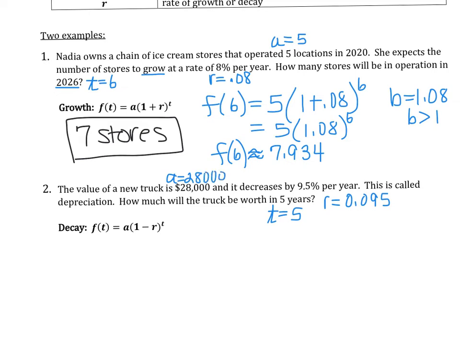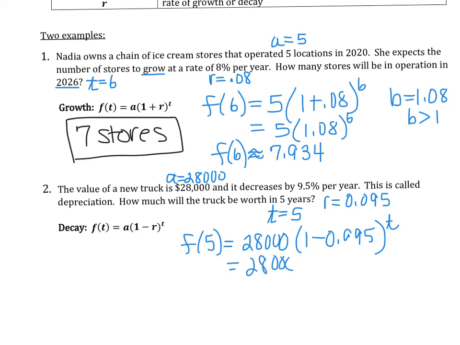And your A value is 28,000. So your initial value is 28,000. So they want to know, what is the value of this truck in 5 years, given that its initial value is 28,000, and it's 1 minus 0.095 to the power of T. So that's the same thing as 28,000 times 0.905 to the power of 5. T is 5. Okay, right here you should notice this is your B value. Your B value equals 0.905. It is between 0 and 1, so we're talking about decay, so you're losing value.